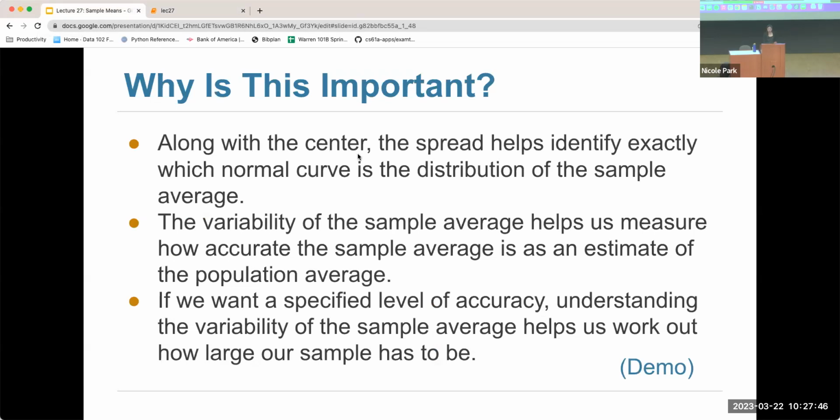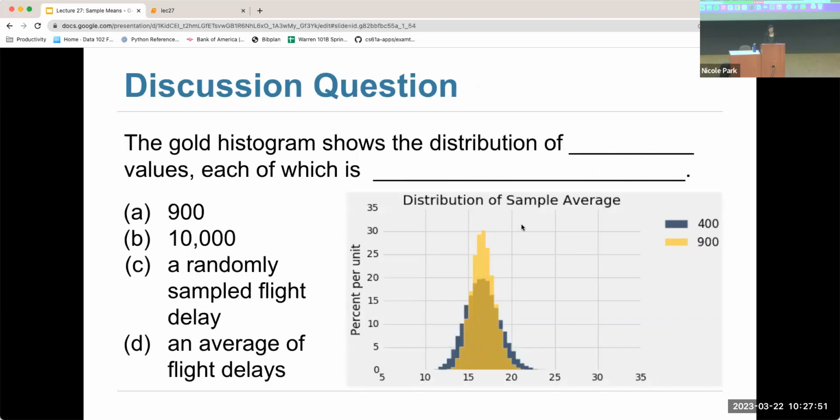Are there any questions before we move on? Okay. So this is a discussion question. Hopefully you're sitting next to somebody. I would advise you to sit next to someone so you can discuss this question. The question is: the gold histogram shows the distribution of blank values, each of which is blank. So take a minute to look at this and describe what you think the answer is going to be. I recommend you read it one more time, because when I first looked at this, I think I answered it wrong. So make sure you take a look at it. I'll give you a couple of minutes to discuss with the people around you.